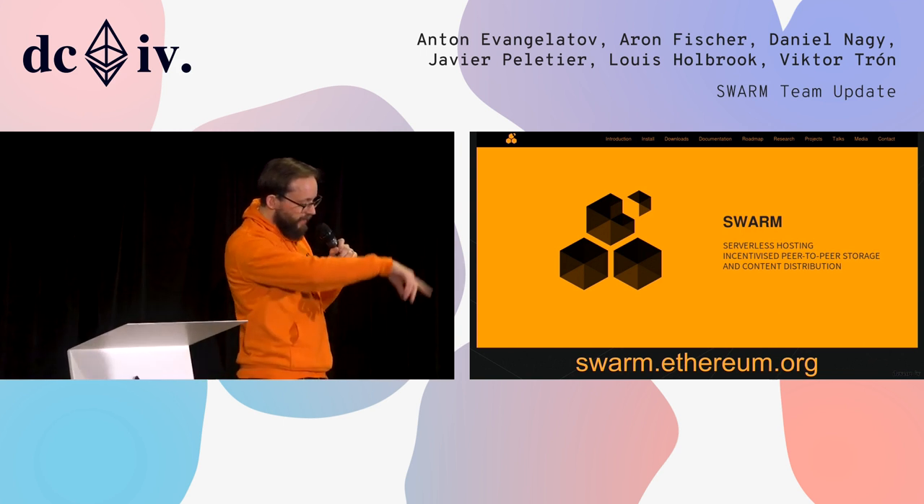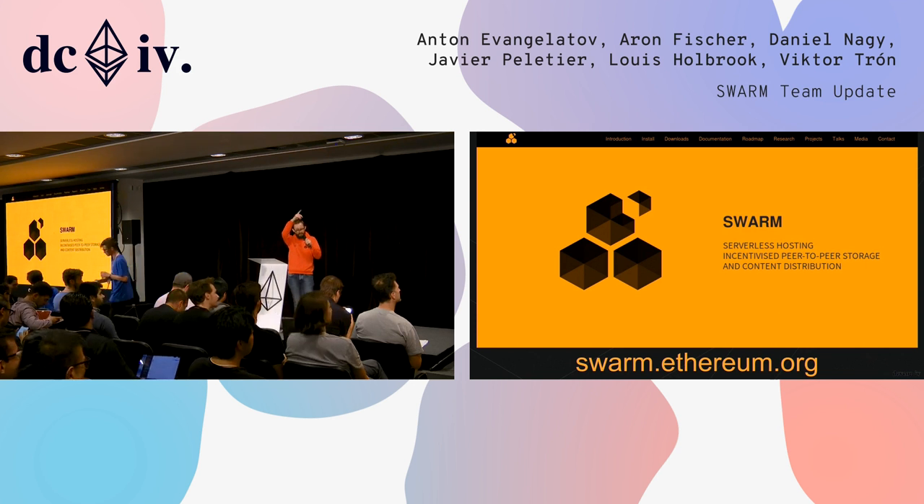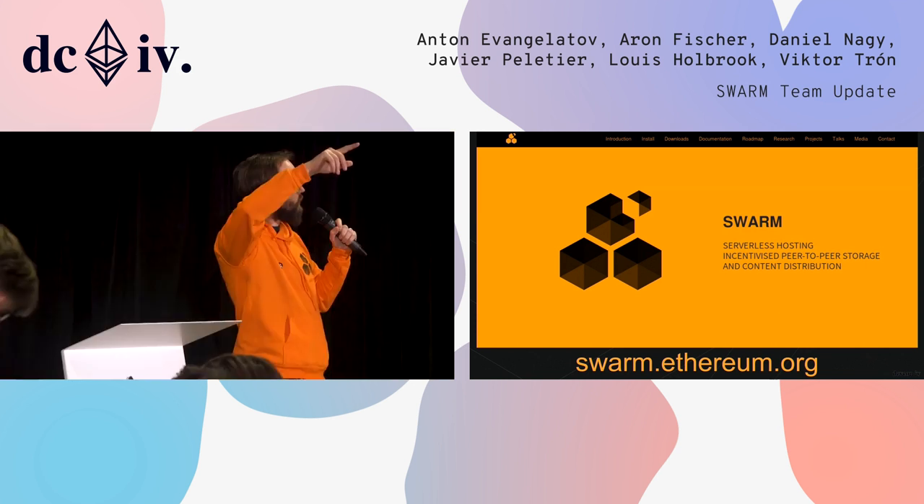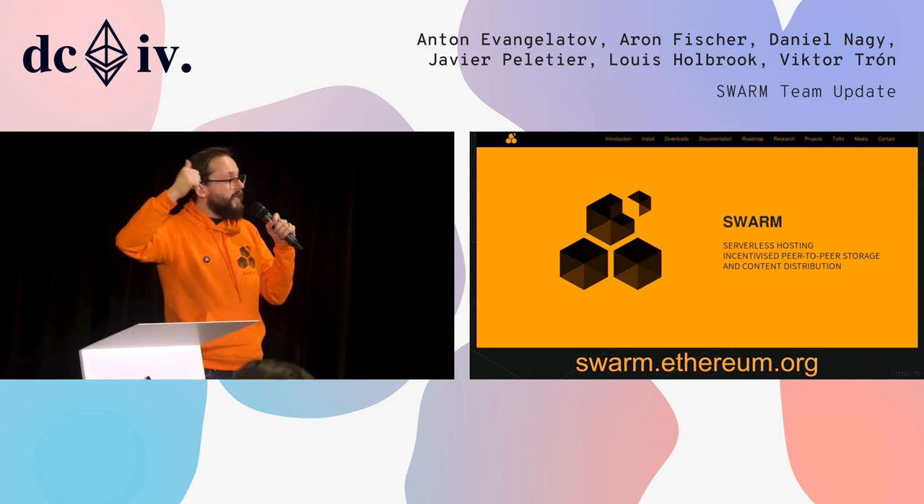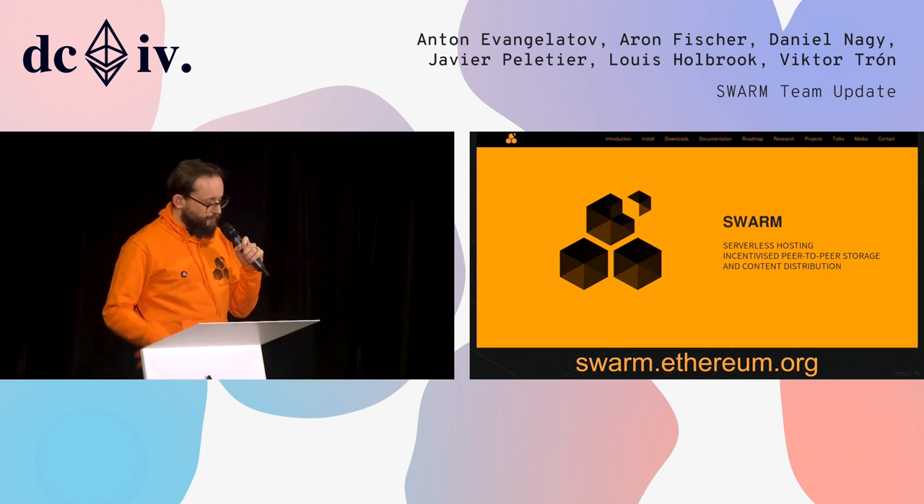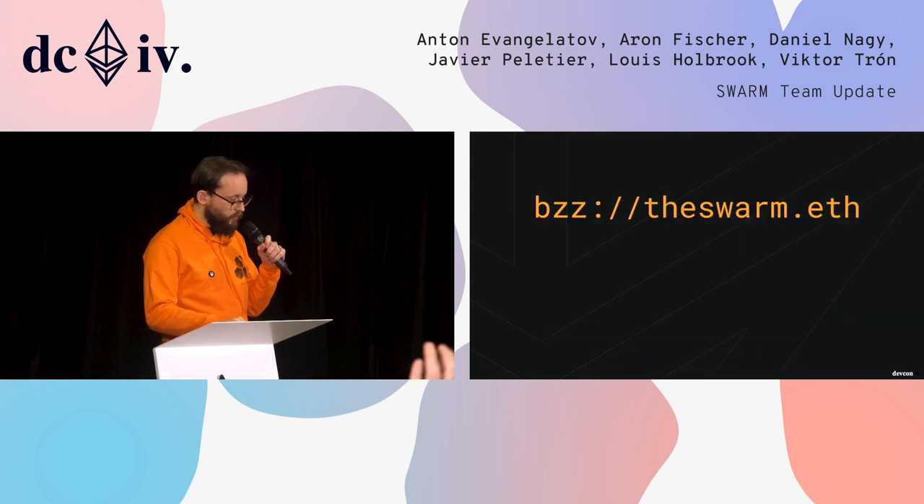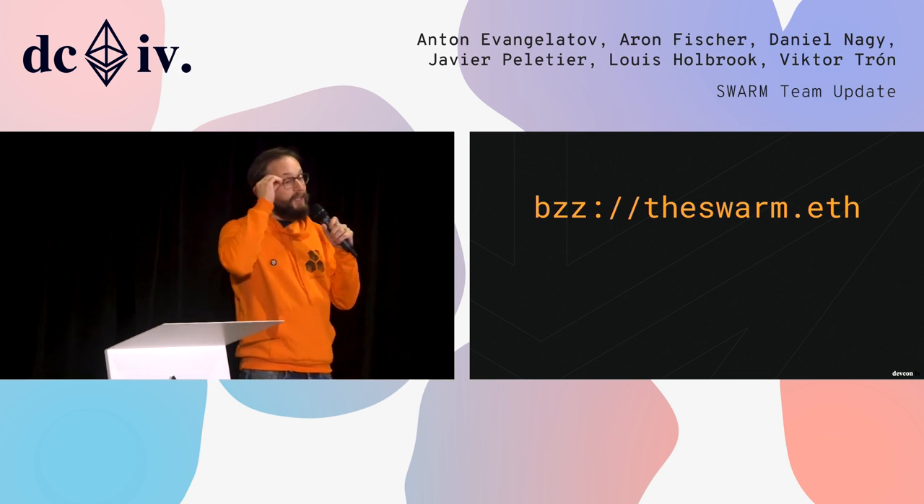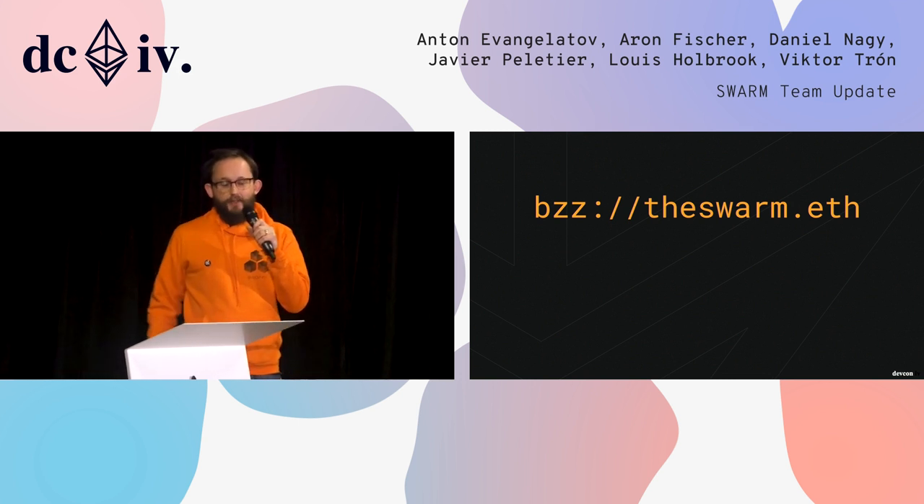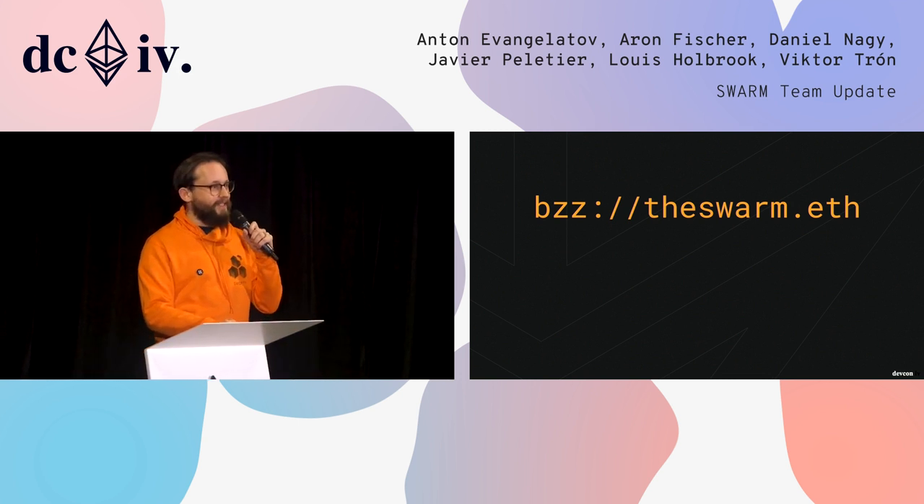Hopefully. So you see up there, I want to point out, it says installation, downloads, and documentation. Those are the most important links because we've got updated documentation. The downloads, there's downloadable binaries. I'll get to that in a moment. Anyway, what I should have said is that the Swarm homepage is at bzz.theswarm.eth, but for that you will need a Swarm-compatible browser. Not that many around, but this is advertising for the future.